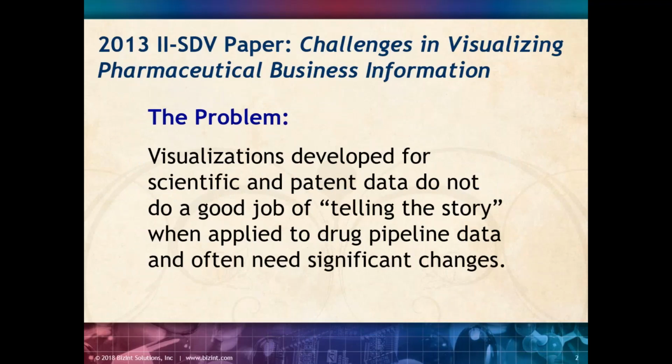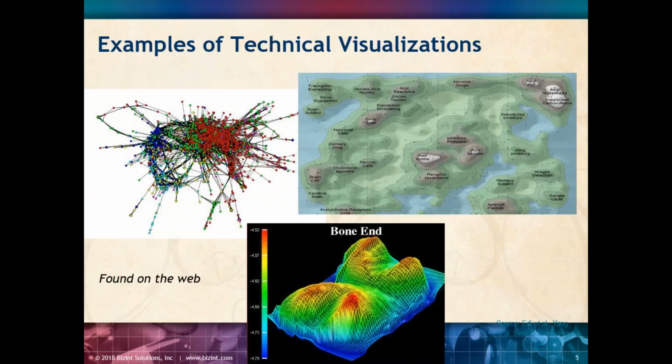So in 2013, I talked about how standard visualizations developed for scientific data and even patent data are rarely applicable to drug pipeline data or need significant changes to tell the drug development story. And here are some examples of the types of visualizations that you often see for scientific and patent data. And these tend to be exploratory visualizations showing quantitative overviews of a data set.